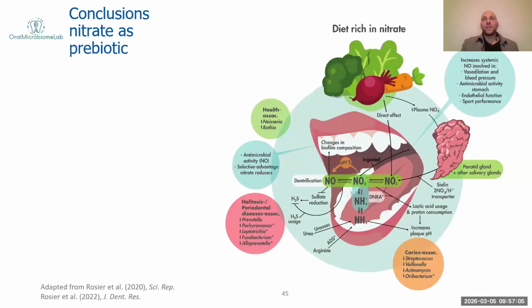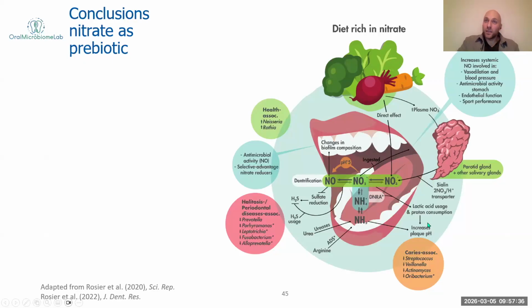All right, so that brings me to my final slides with conclusions. Today we had a look at the effects of nitrate inside the oral cavity, the different metabolism that can lead to nitric oxide production that can modulate oral biofilms. Nitrate metabolism can also lead to lactic acid and protein consumption, increasing the oral pH and limiting caries development.